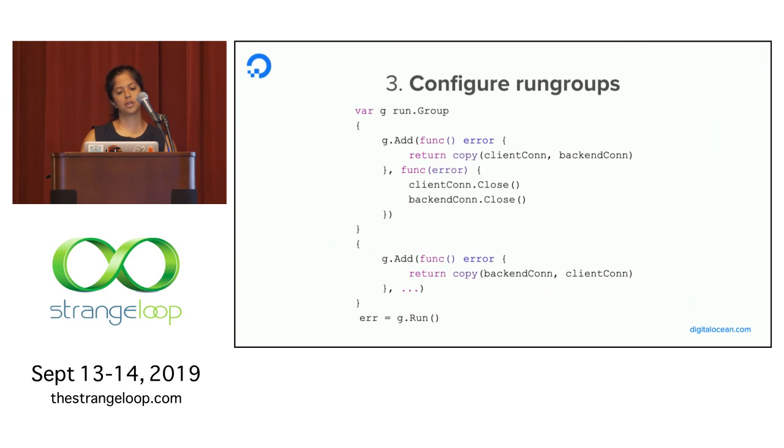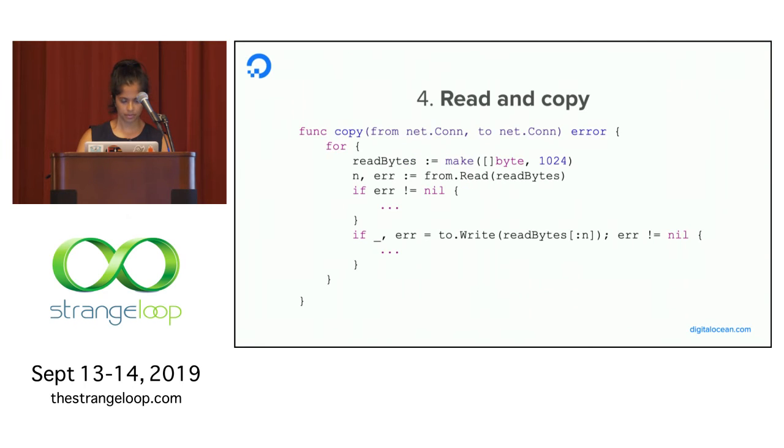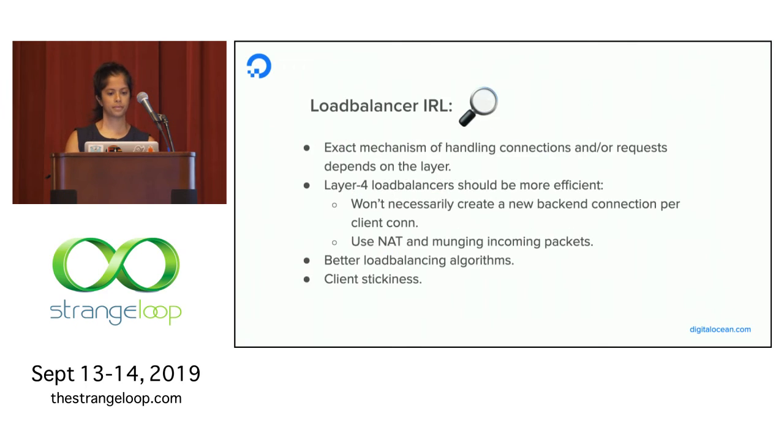Oh, so you're essentially adding a function and the error function in the event that, so you're not starting the go routines until the end, but then you're essentially adding the function that you want to be run within the go routine, as well as the function that you want to be run in case it exits. Yeah, and so within those go routines, we're just essentially copying over bytes of data from the client to the backend or the backend to the client.